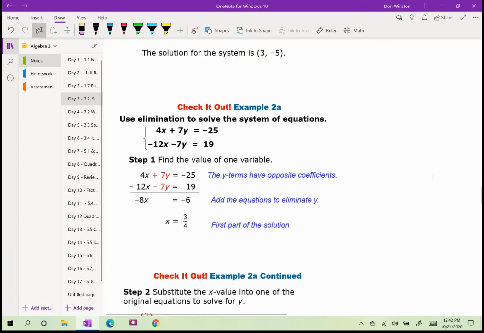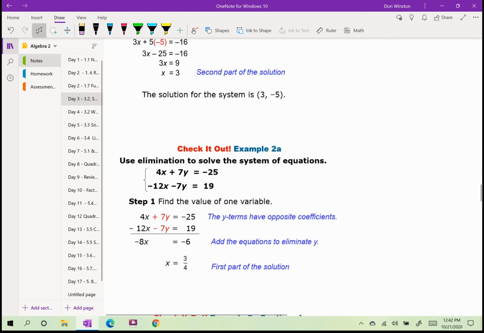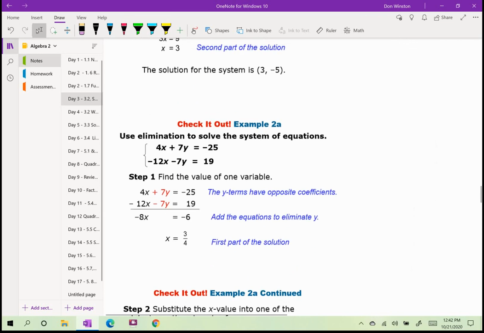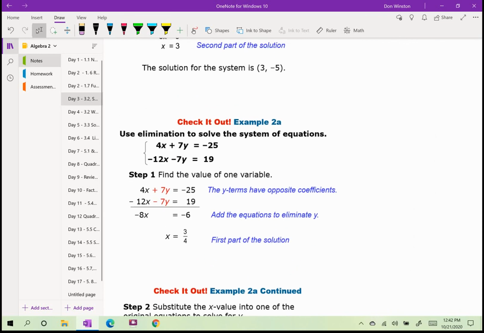And then finally, let's look at one more of these here. This is nice because we have the same coefficient for y, and they're opposite in sign, so we just add. 4x plus a negative 12x gives us negative 8x, and then negative 25 plus 19 gives us negative 6, and you divide by negative 8, you get x is equal to 6/8, or 3/4.